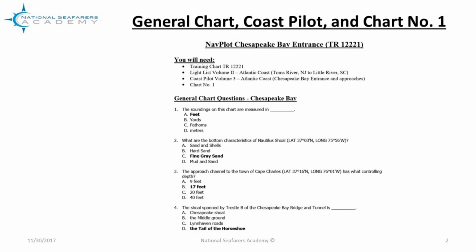Let's take a look at the next question, question number 2. What are the bottom characteristics of Nautilus Shoal? And it gives us a latitude and longitude. If we're not familiar with where Nautilus Shoal is located, then we'll go ahead and use those latitude and longitude to figure out where that is. And then we're going to have to read what the bottom type is, and we may have to actually look that up in chart number 1 if we're not familiar with the abbreviation.